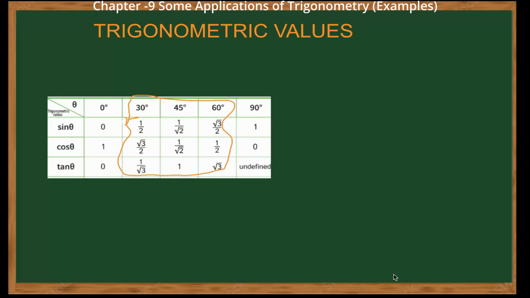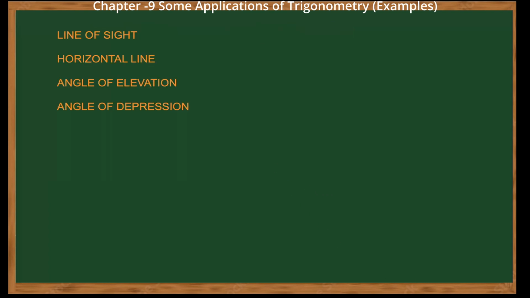Then there is a new concept which we need to know, which is straightforward and simple enough. There are four terms which I have written, and they will be referred to in our examples and questions related to the applications of trigonometry. For example, here you have a view. There is a person sitting down, and you have a kite at the sky, at the top.